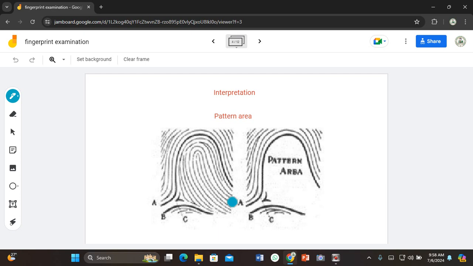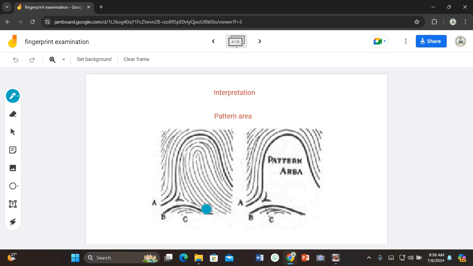Before that one, I will show you what we know as type lines. The type lines cover the pattern area. The type lines cover the type area. Now look at the screen. This is a loop.